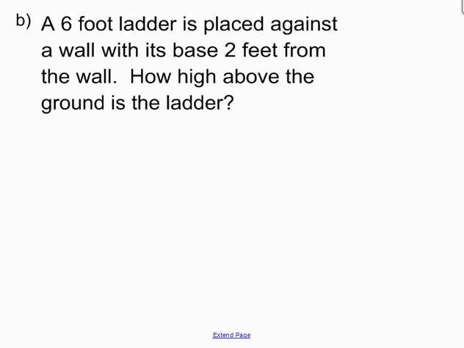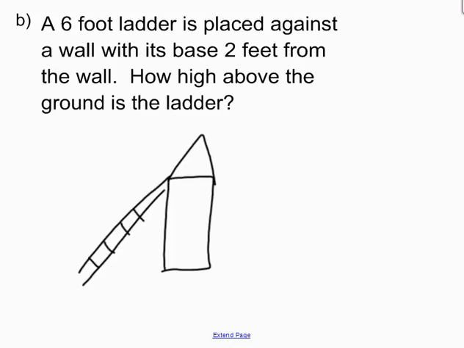But we have a 6-foot ladder placed against a wall. Okay, so draw a picture. I usually draw a weird looking house, and then I draw the ladder. Obviously I'm a great artist. I'm sure yours probably looks better, but that's okay. We have a 6-foot ladder, so start labeling your picture. It's placed against the wall with its base 2 feet from the wall. So here's your wall. It's 2 feet away. How high above the ground is the ladder? So what they're trying to figure out is that one.